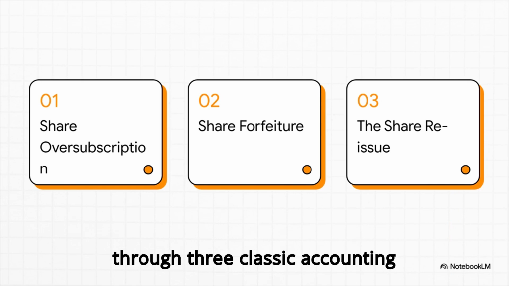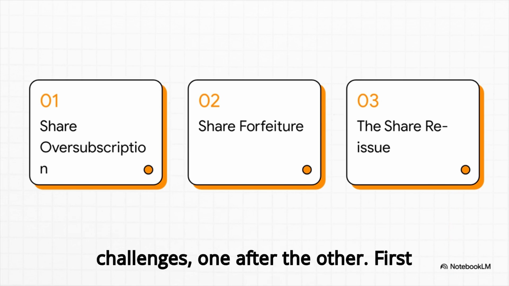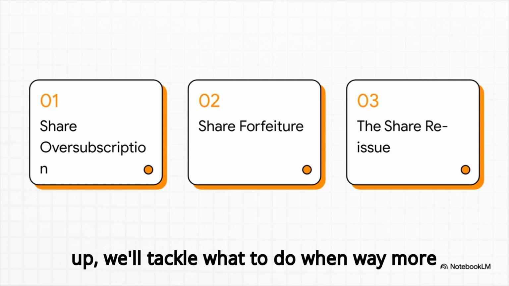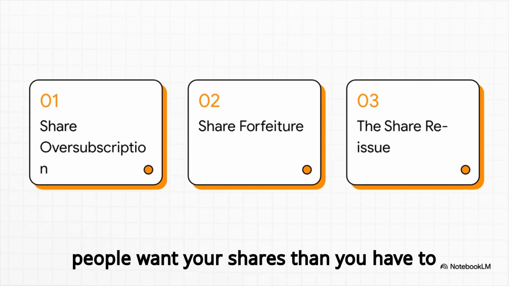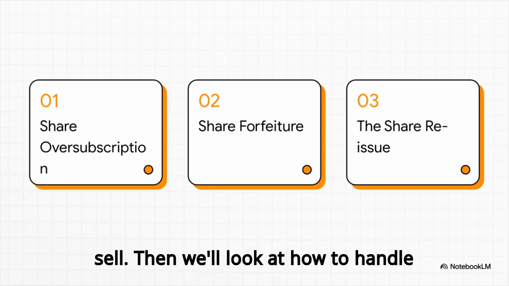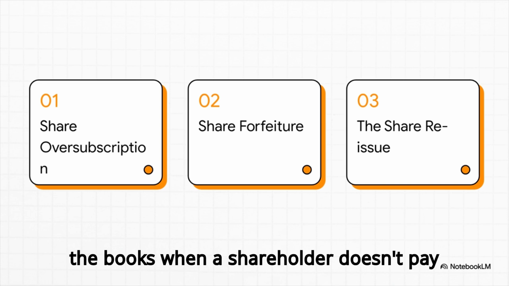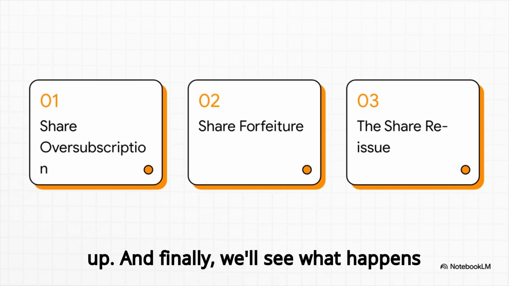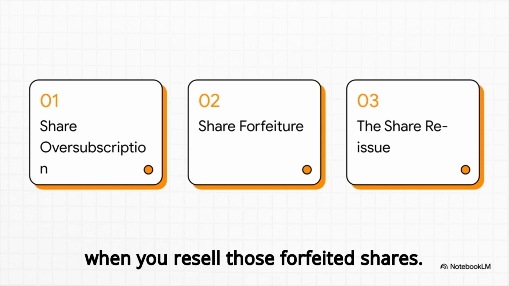We're going to walk through 3 classic accounting challenges, one after the other. First up, we'll tackle what to do when way more people want your shares than you have to sell. Then, we'll look at how to handle the books when a shareholder doesn't pay up. And finally, we'll see what happens when you resell those forfeited shares.